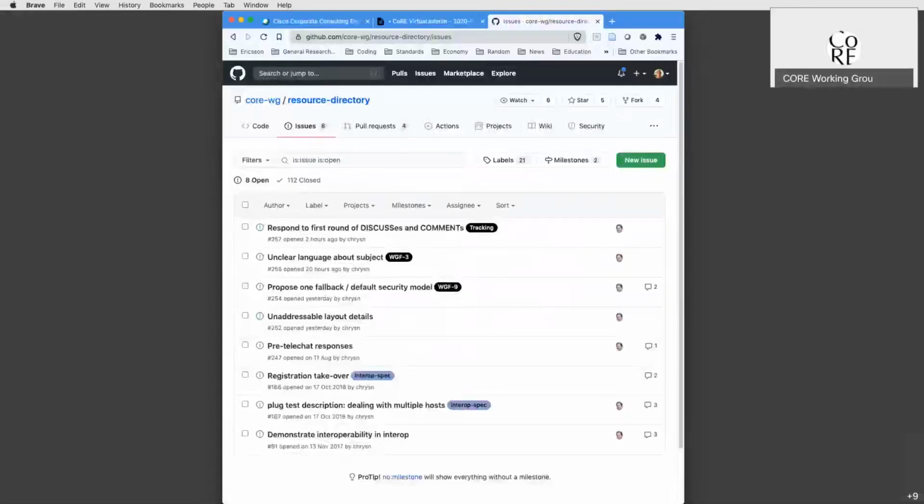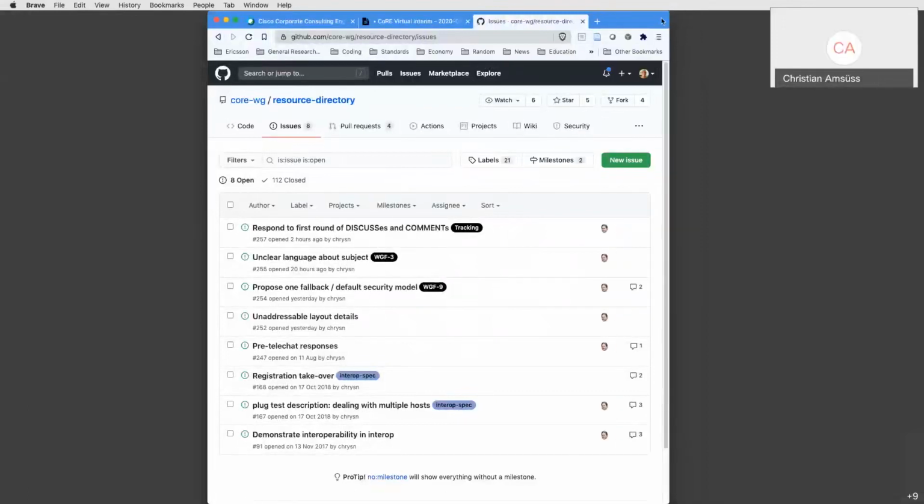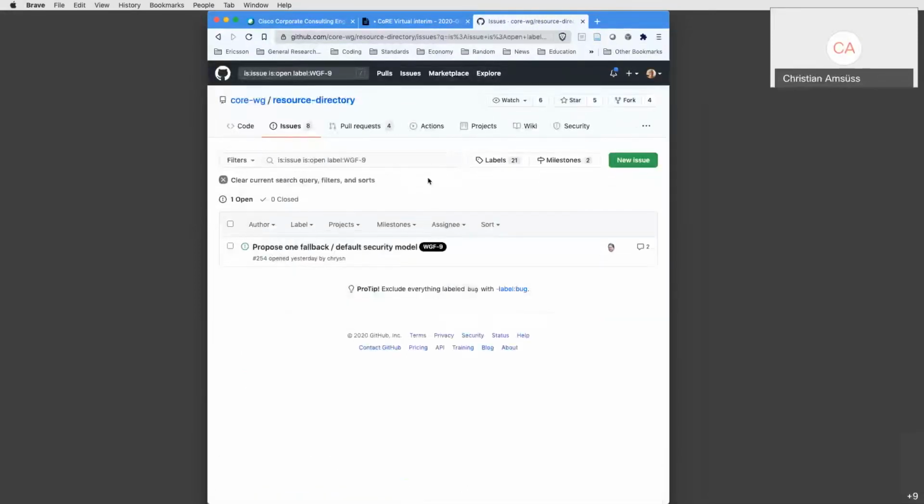No problem. Okay, so let's start with the one that is marked WGF9. That's the fallback or default security model. Click in there, please. And once more.